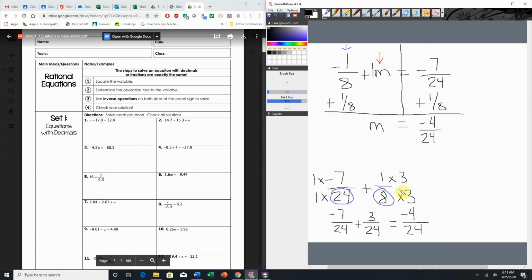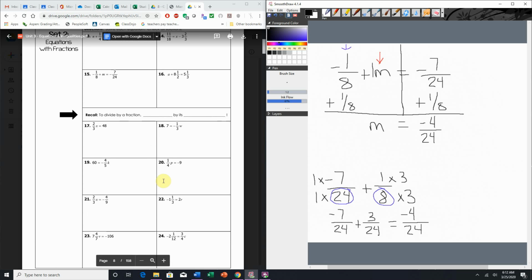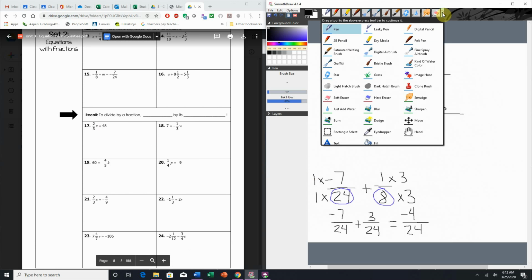Okay? So just to recap, we had to figure out our least common denominator again because we were adding fractions. So we had a 24 and an 8. I said we can multiply the 24 by 1, and we can multiply the 8 by 3 to get 24 on both sides. Then from there, we're just going to add, so negative 7 plus 3 will give us a negative 4. Okay? So that was number 15. Okay, so let's talk about something new in 17.